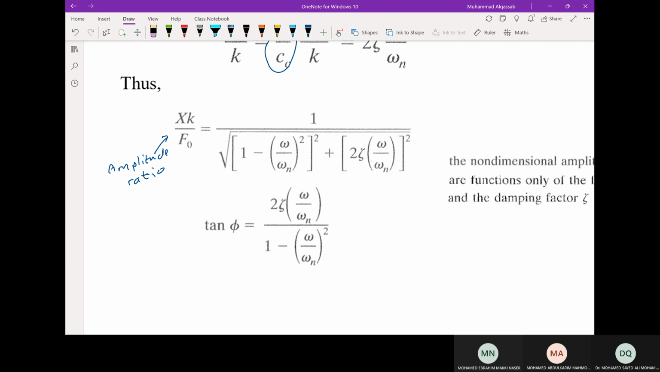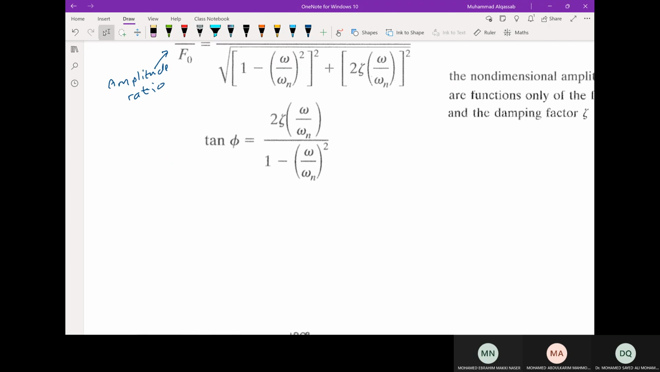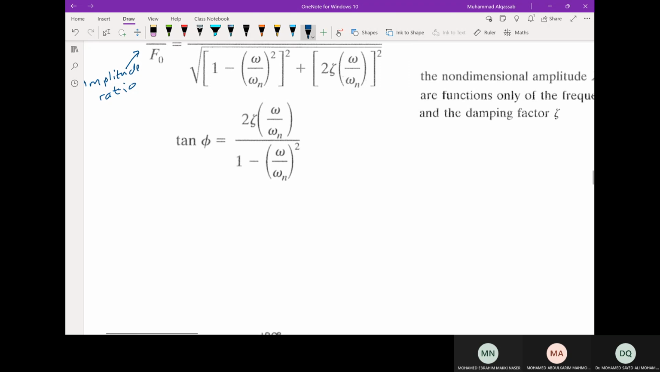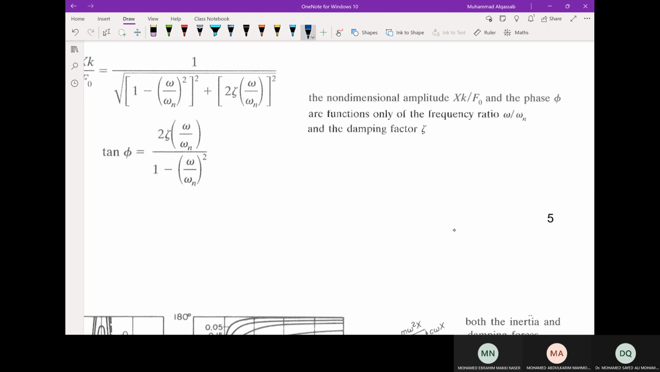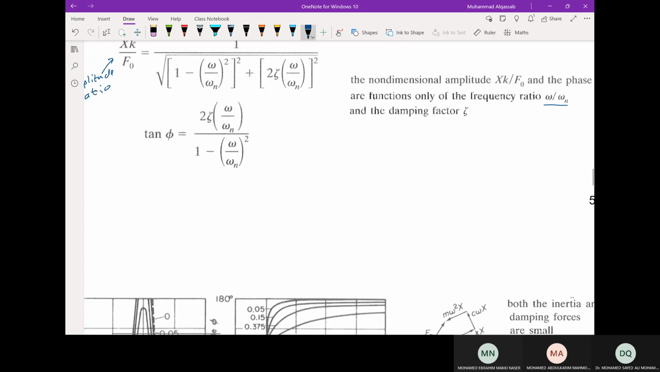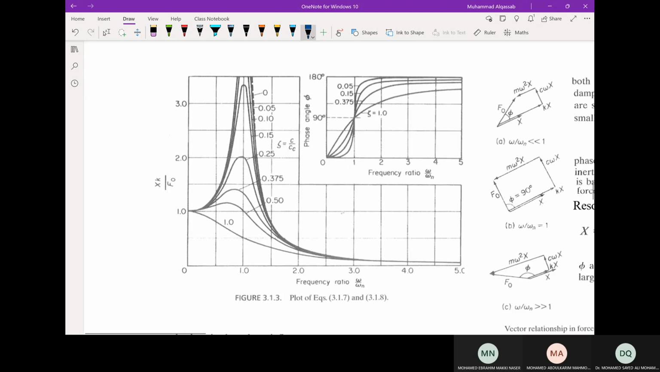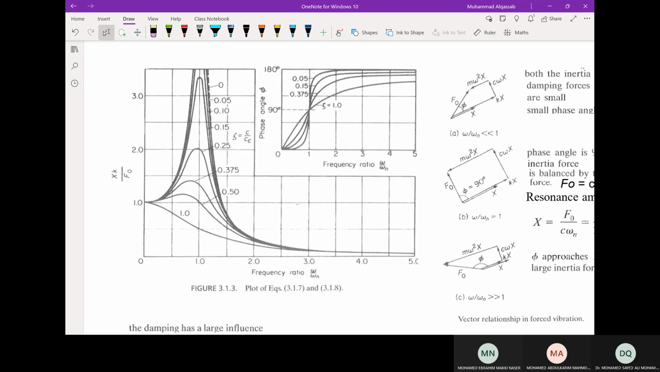The same thing with the phase: introducing dividing by K and multiplying by K, we get tan phi equal to 2 zeta omega over omega n divided by 1 minus omega over omega n squared. So we reduce the amplitude and the phase in terms of only two parameters, which are the frequency ratio, omega over omega n, and the damping factor, zeta, or damping ratio, zeta. So now you can plot the particular solution, not the total solution. This is the particular solution, and study the ranges we have.